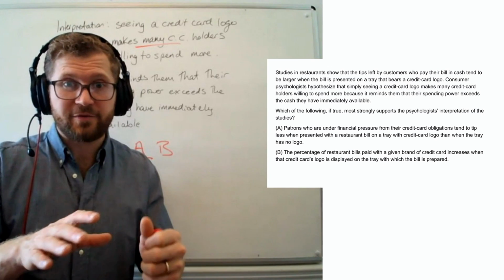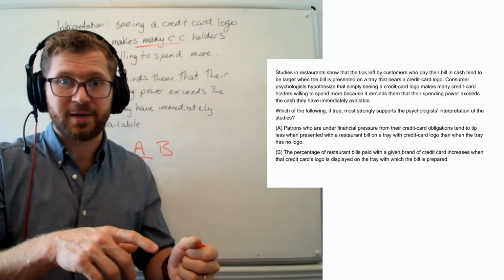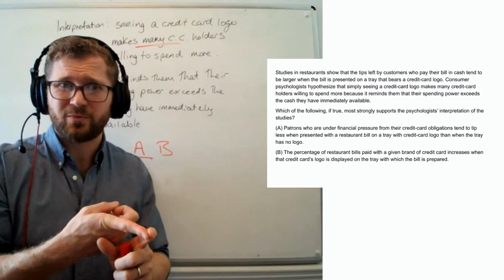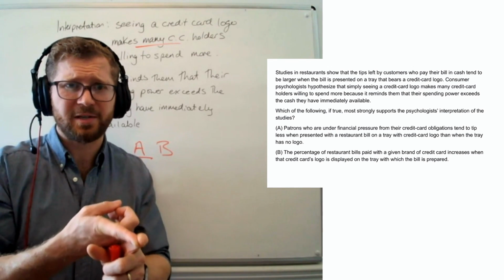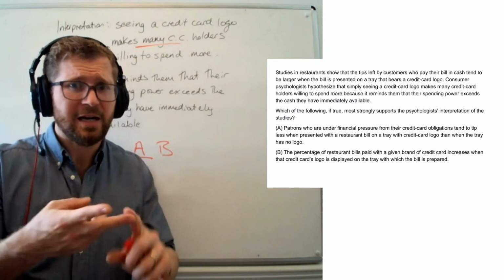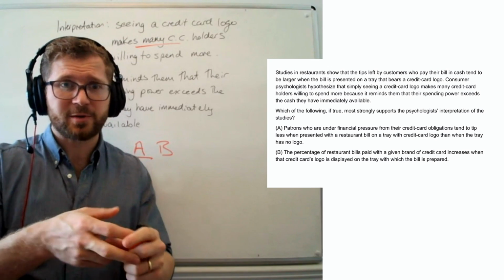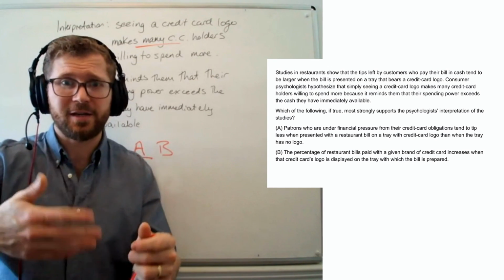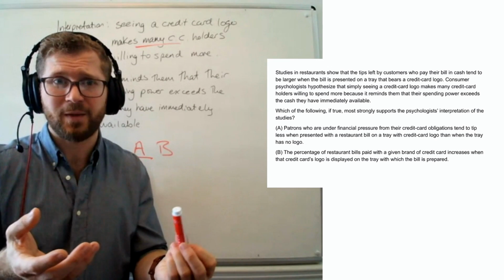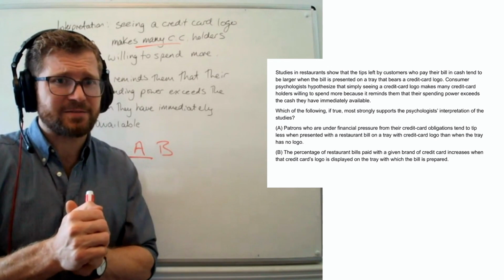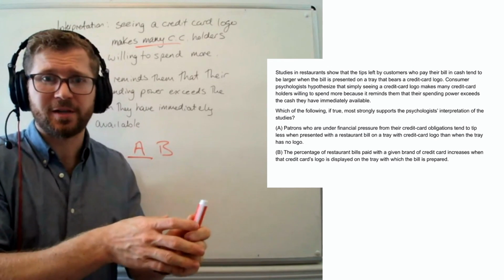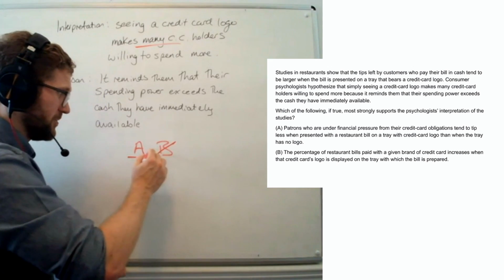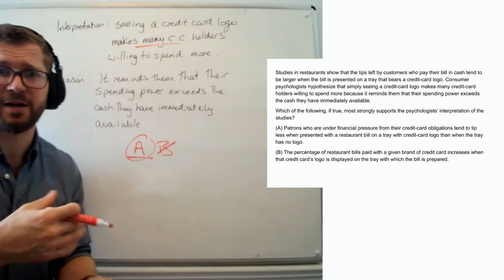So B, first of all, talks about the percentage of bills paid with a given brand of credit card. Well, first of all, we're not that interested in whether a bill's paid with a credit card at all. We're only interested in what happens when it's paid in cash. But secondly, we're not worried about which proportion is paid with an American Express, which with a Visa, which with a MasterCard. It's about the amount that's being tipped here. So B doesn't have a huge amount to do with what's going on in the passage. It certainly doesn't support the psychologist's interpretation, so we can cross B out. And in this shortened version, A would be our answer.